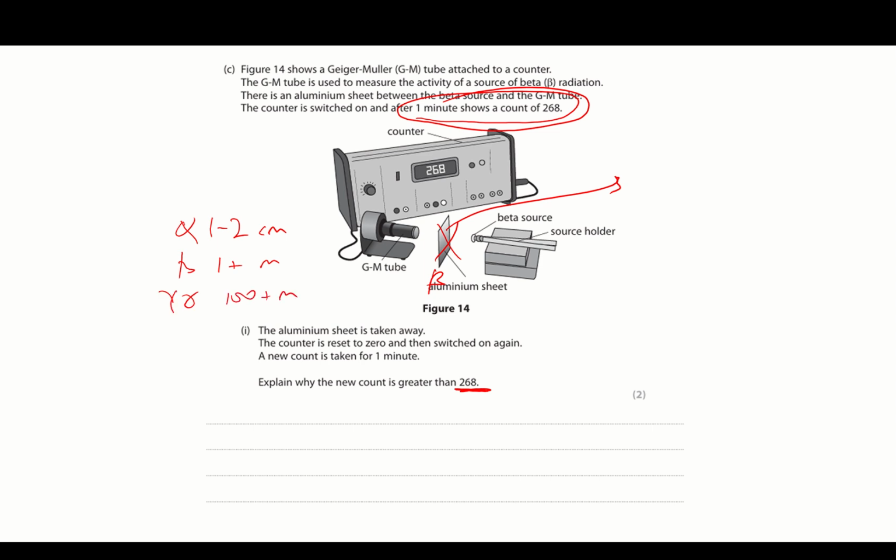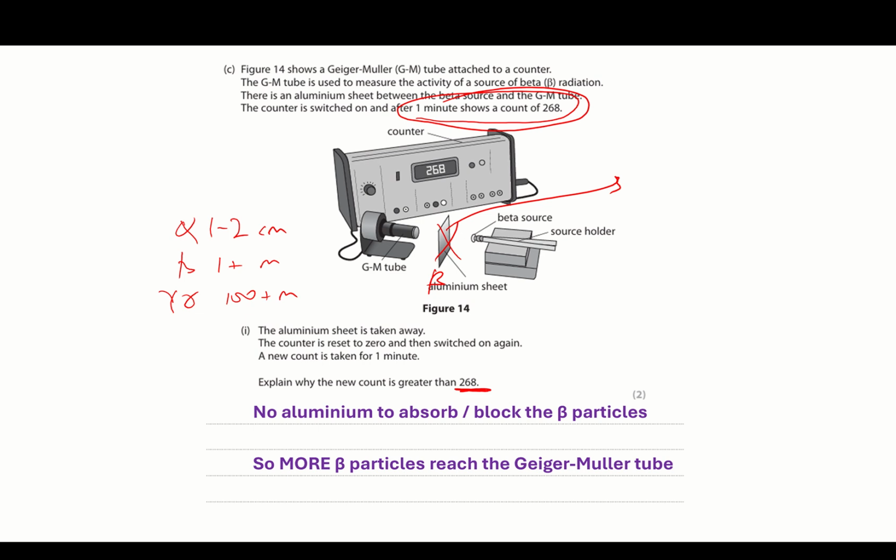But the crucial part is, taking aluminium out of the way, the number's going to go up because beta can get to that Geiger tube. So there's no aluminium to absorb or block the beta particles, and it's getting you to understand it's beta that we're interested in with the aluminium sheets. So more beta particles will reach the Geiger tube. The answer is aluminium will absorb beta, so there is going to be more beta reaching the detector.